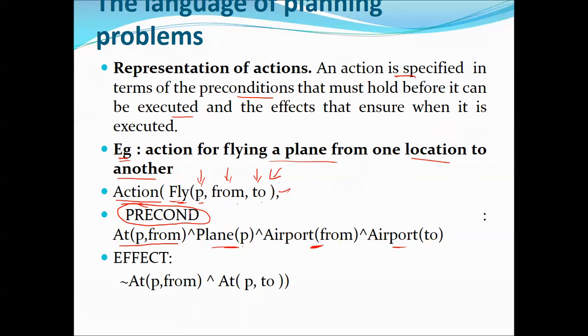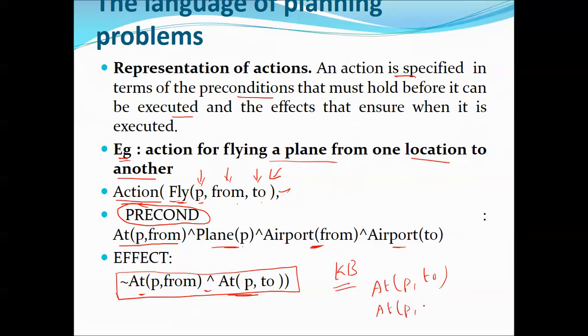Once you apply this action, what will be the effect? The effect will be that the plane will move to the to location. So At(P, to) and not At(P, from). So no more P is at from. This is for our understanding; we are representing it like this. But as we have mentioned, in the knowledge base we will only add At(P, to). And whatever is there previously, initially the knowledge base contains At(P, from), that will be just removed from the knowledge base.